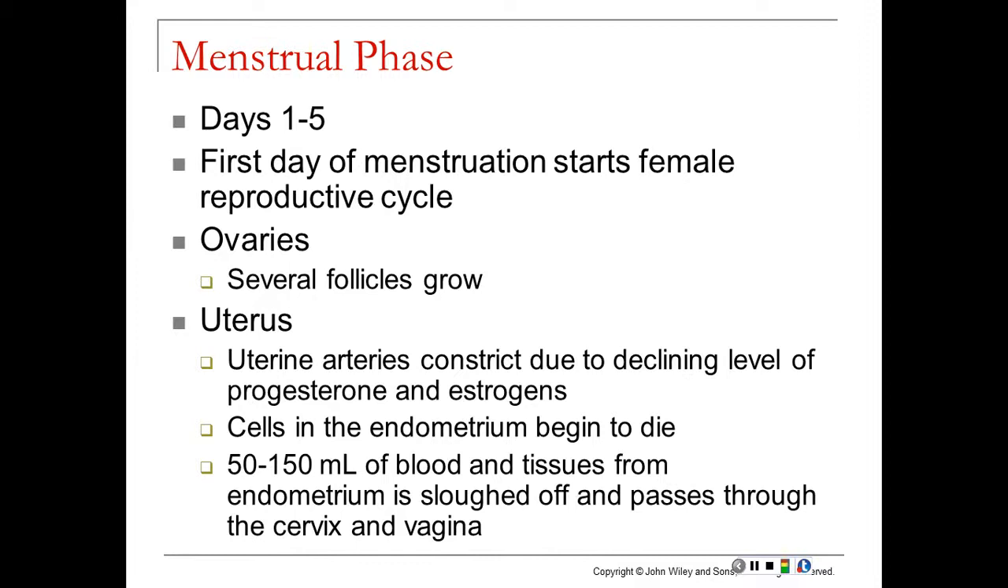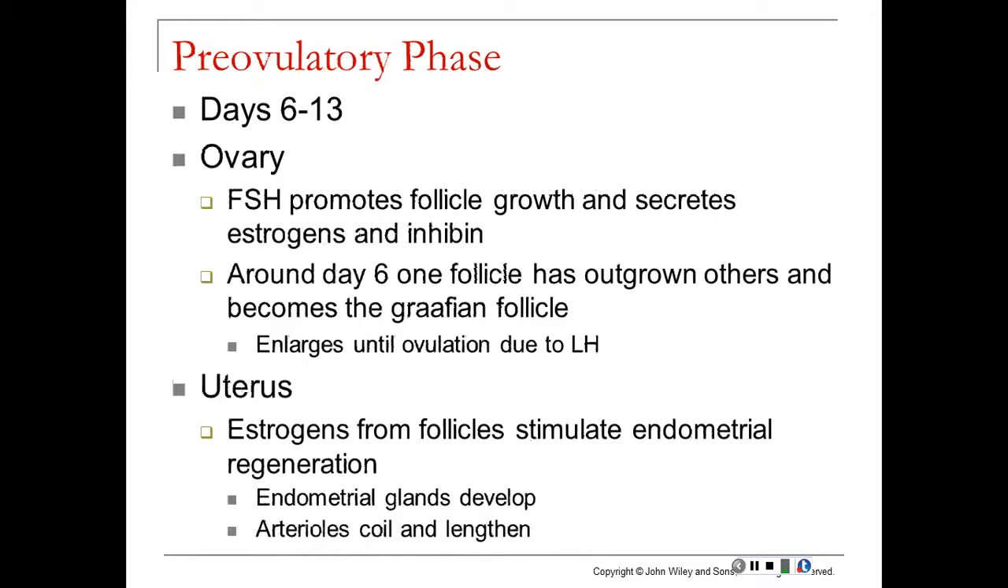Loss of blood, loss of tissues from the endometrium, all passing through the cervix and the vagina. After the menstrual phase is over, days 6 to 13, within the ovary, FSH is going to promote follicular growth, secreting lots of estrogen, lots of inhibin. So in other words, estrogen levels are going to rise now. Somewhere around day 6, one of those follicles is larger and healthier than all of the others and begins to turn into that Graafian follicle.